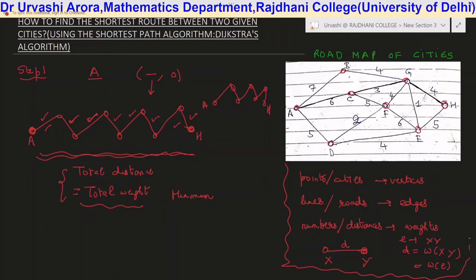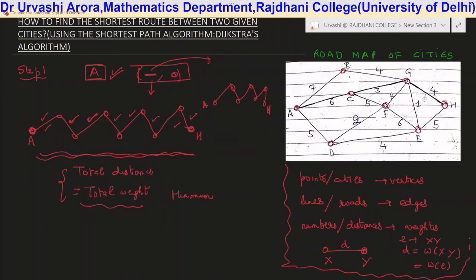Now we are starting our journey from the starting vertex A, and we are giving it the label dash 0. Here, dash is interpreted as the vertex that you traveled last before you came to A. There is no vertex that you have traveled before you reached A, because A is the starting vertex, so that is why I put a dash.